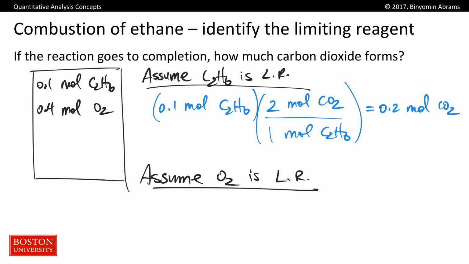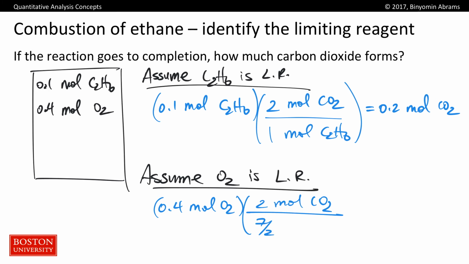Now, without skipping a beat, we're going to right away assume that oxygen is the limiting reagent and do the calculation that way as well. So 0.4 moles of oxygen. If they were to react completely, we would make 2 moles of carbon dioxide for every 7/2 mole of oxygen that is consumed. And as a result, we would make 0.25 moles of carbon dioxide.